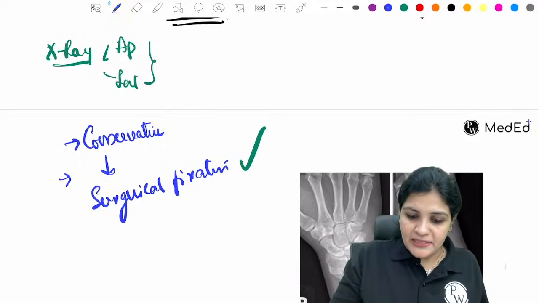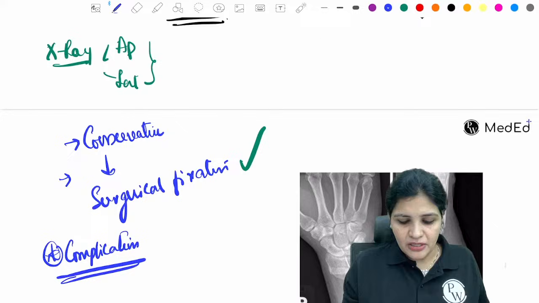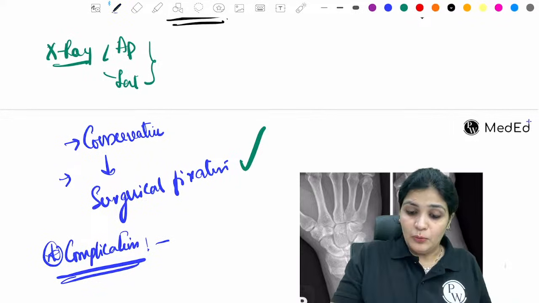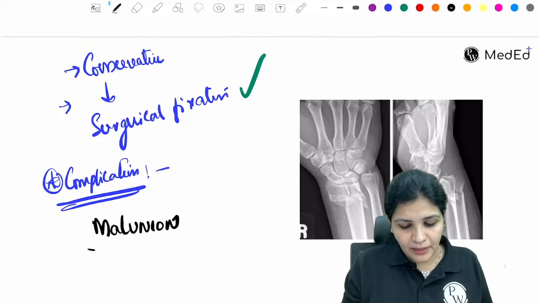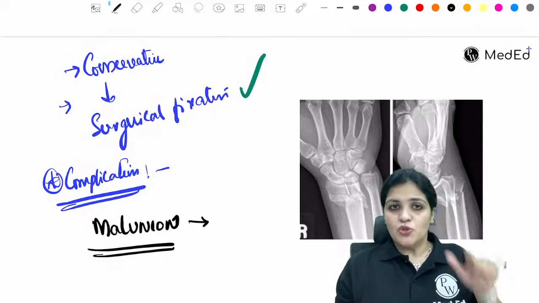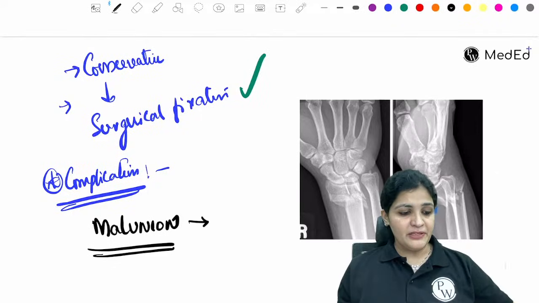And here one more important thing: the complications are also the same as those of your Colles fracture. Here also it results in malunion only. So what is malunion here? I have told you malunion results in a deformity. So in the Colles it was the dinner fork deformity. In Smith, what would be the deformity?